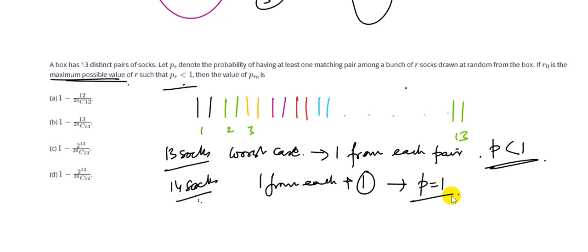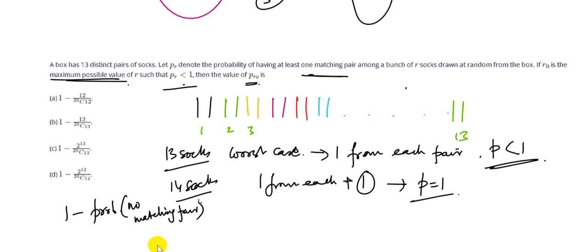Now come to the mathematics of it. What would be the value of that probability? Now look at the options. The options are all given in 1 minus something. So, 1 minus something means 1 minus the probability of what? P(R) is the probability of getting one matching pair, so that is 1 minus the probability of no matching pair, for R equal to 13.